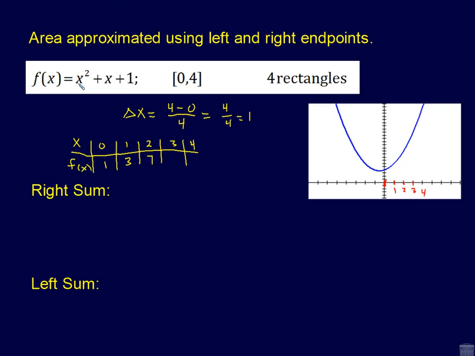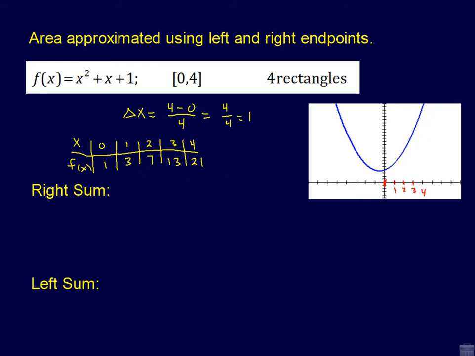For 3, it'll be 9 plus 3, which is 12. 12 plus 1 is 13. And for 4, 16 plus 4 is 20, plus 1 is 21. So our highest point up here is the point (4, 21).